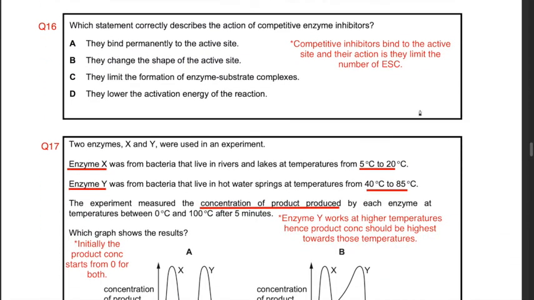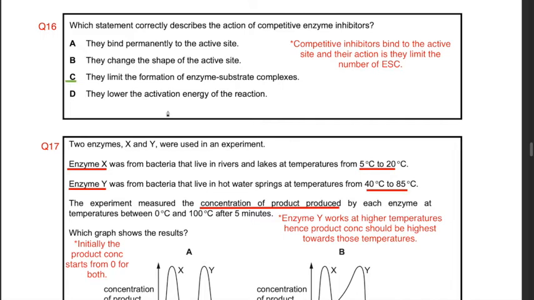Question 16. Which statement correctly describes the action of competitive enzyme inhibitors? Competitive inhibitors are those that bind to the active site of the enzyme, and the action is that they limit the number of enzyme substrate complexes. Therefore, if you go to the answers A, B, C and D, the answer is C. They limit the formation of enzyme substrate complexes.